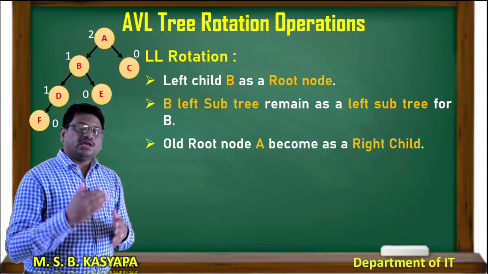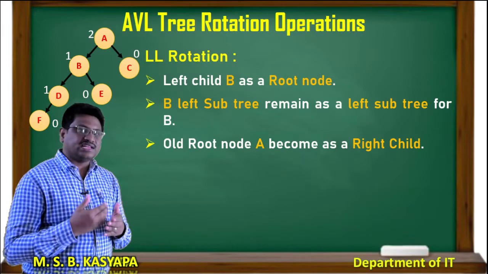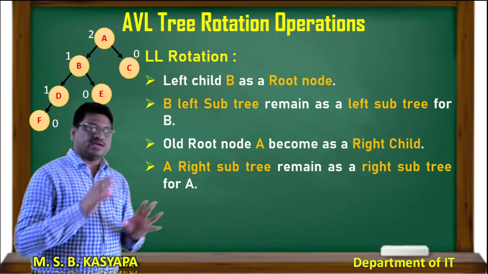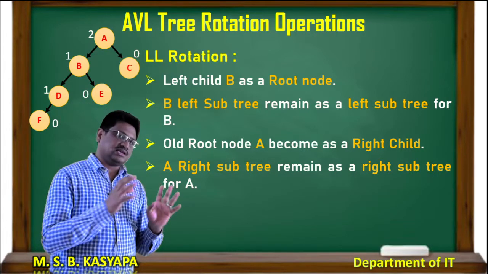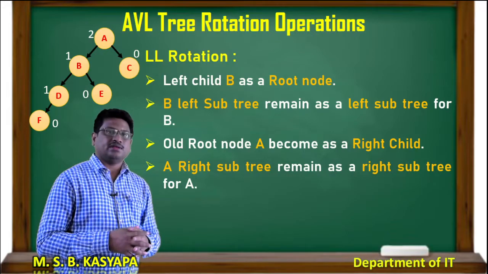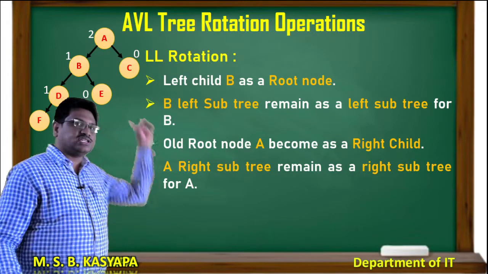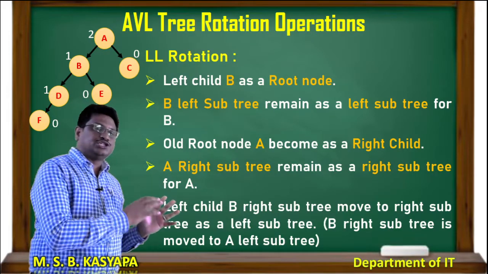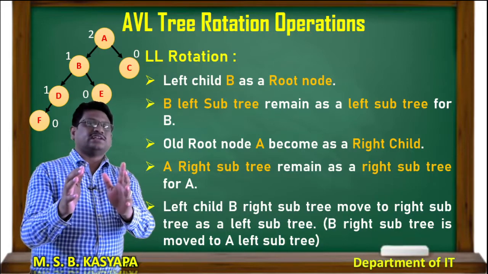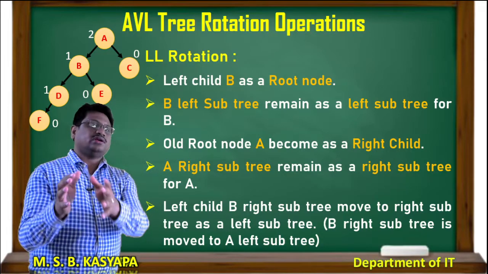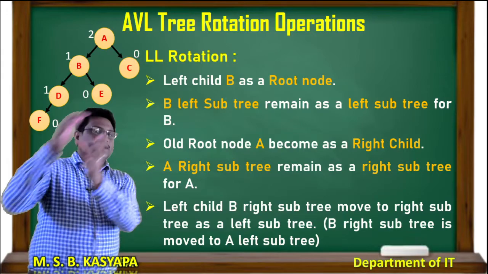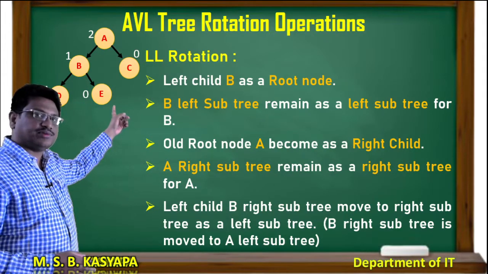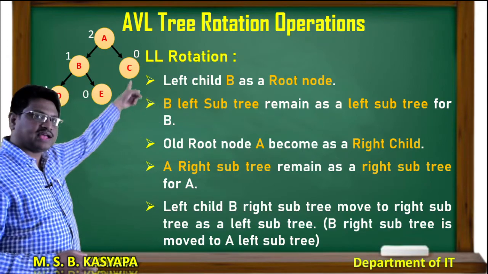Now, if the old root node has any right children, then make them the right child for A. So if A has any right subtree, make it the right subtree for A. And next, the new root node, that is B, if it has any right subtrees, they should be moved to the right subtree of the new tree and made a left subtree. So B has E as a right subtree. So it should be moved to the right subtree as a left one.